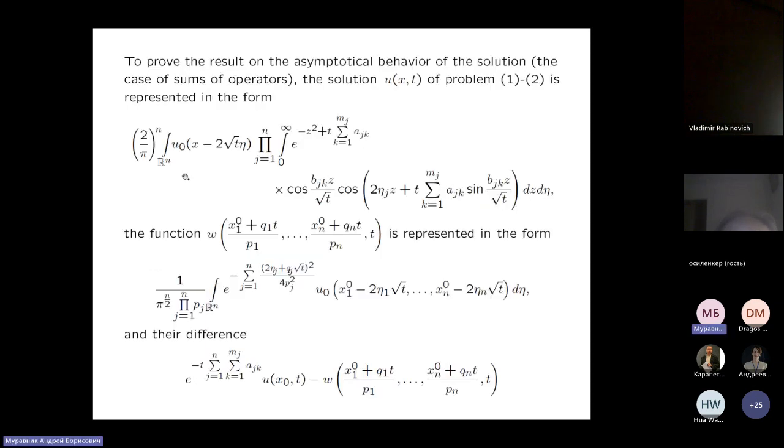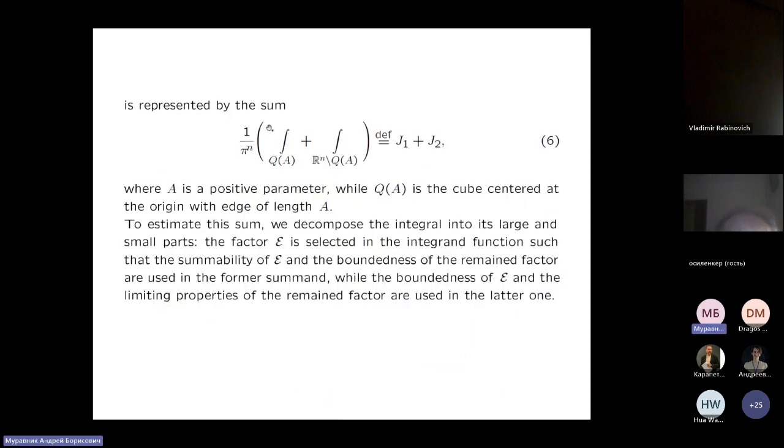And to prove the result on the asymptotical behavior of the solution, we represent the investigated solution in this form, and the echelon function is represented in this form. And the difference that has to be estimated is represented by this sum, and then we just decompose the integral into its large and small parts.